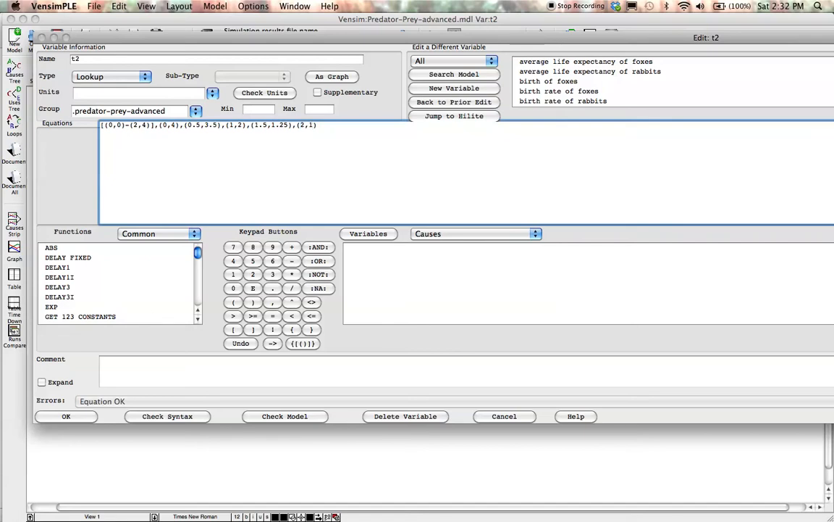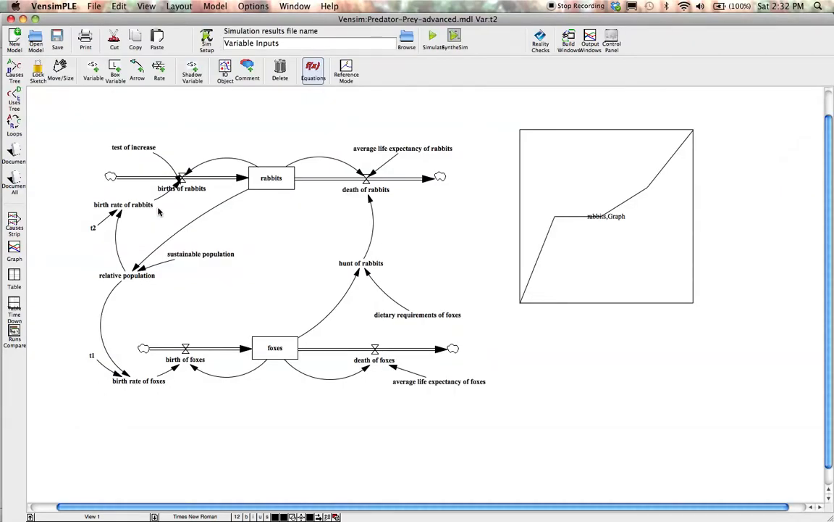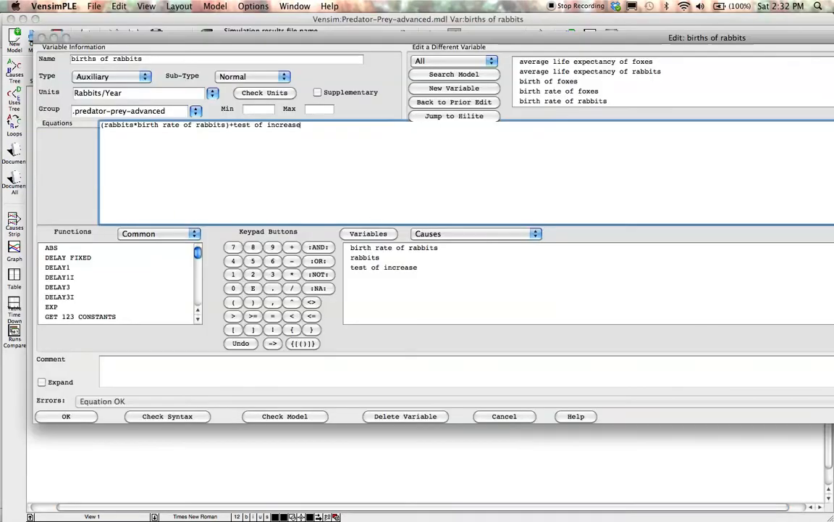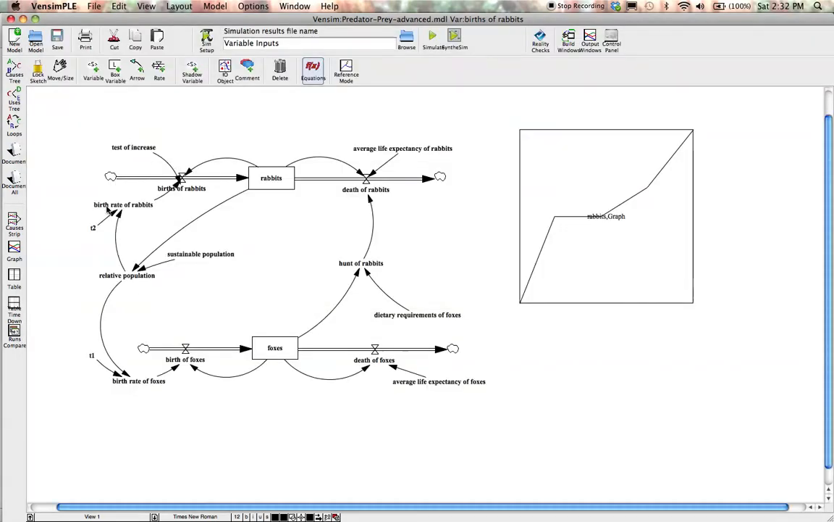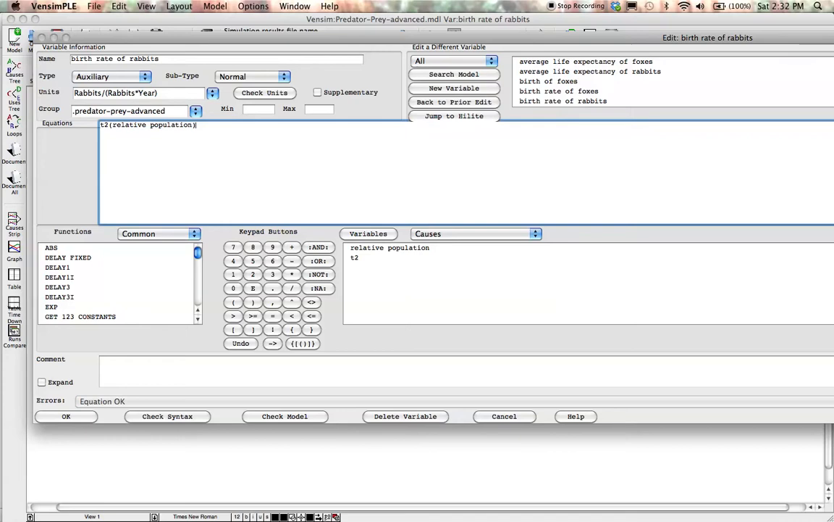Now the units of this, if you go back to the birth of rabbits, are in rabbits per year. So if you look up the table, that's going to allow you to calculate the birth rate of rabbits. And the birth rate of rabbits feeds into the birth of the rabbits.